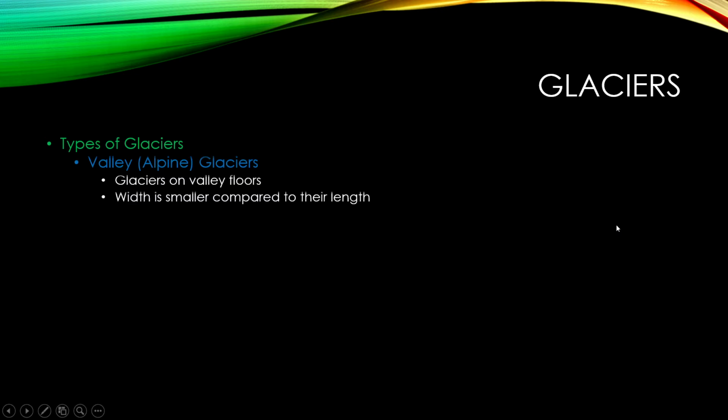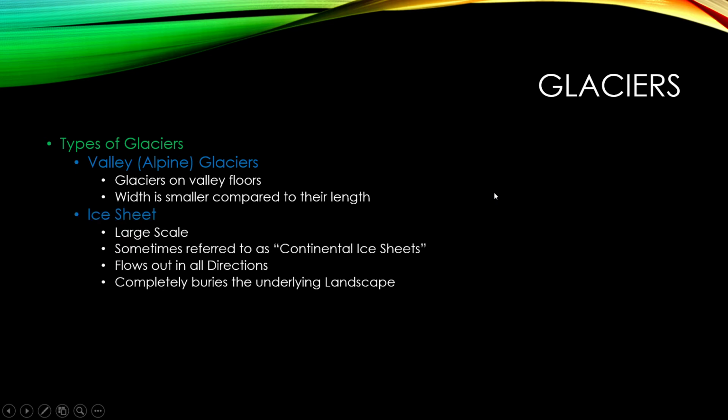So we have the types of glaciers. First, we have the valley, or others call it the alpine glaciers. These are glaciers on valley floors, and their width is smaller compared to their length, because they are flowing downwards to the valley floors. That's why they are called valley glaciers. And then we have the ice sheets, which are large scale, sometimes referred to as the continental ice sheets, and flow out in all directions and completely bury the underlying landscapes.